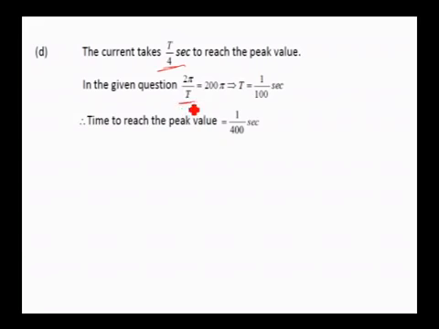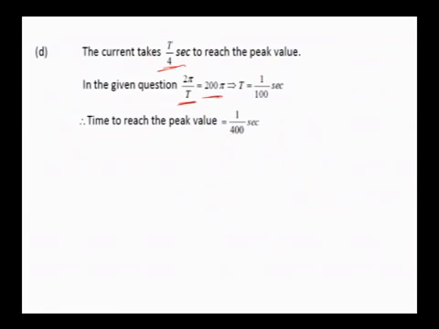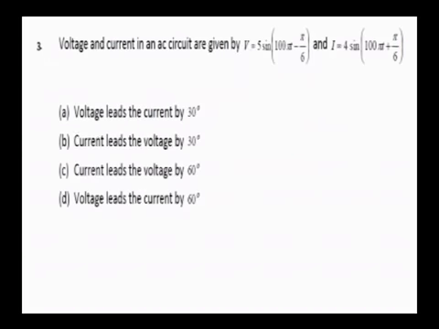In the given equation, 2π/T is 200π. What is 2π/T? This one. The angular frequency is 200π. Cancel this, and you get T as 1/100 second. If the period is 1/100 second, the time will be T/4. It is 1/400 second, because 1/100 divided by 4 will be 1/400 seconds.